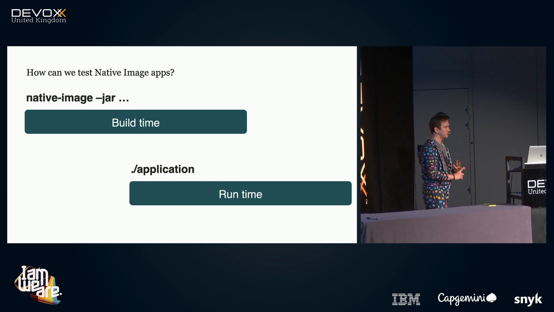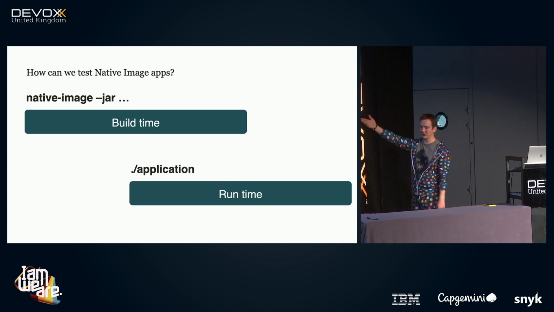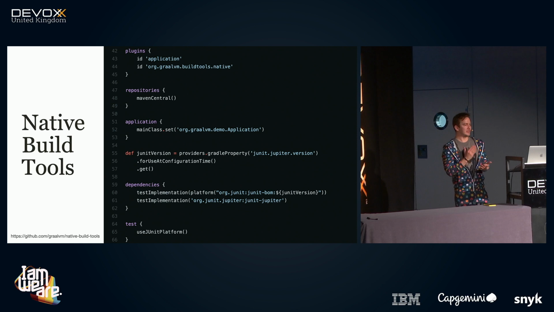So first you verify that your Java application behaves as you expect, and then you start building the native image. And then you want to run the same tests, and you will obviously want to run them during the runtime. Right? So you build the binary, and then you run that binary, and you want to execute some test logic there. Here what you have is the project called Native Build Tools.